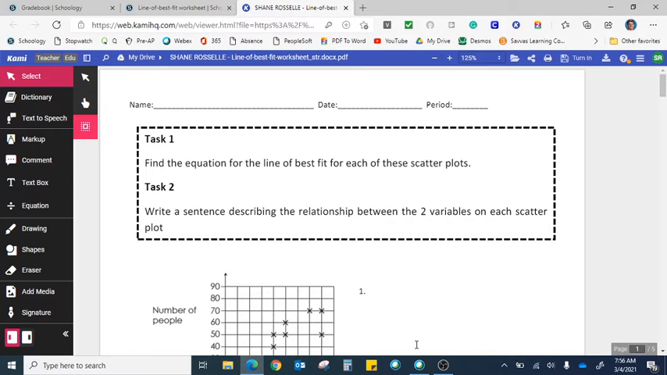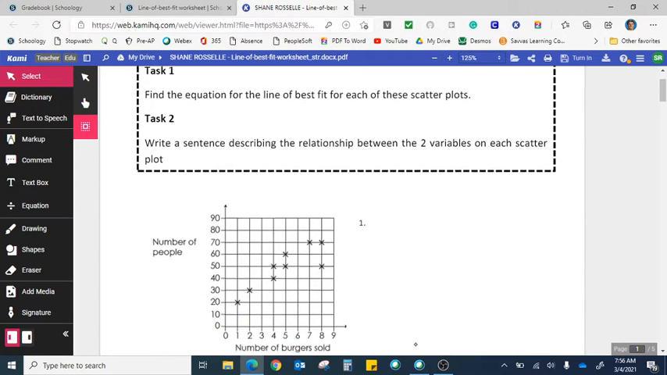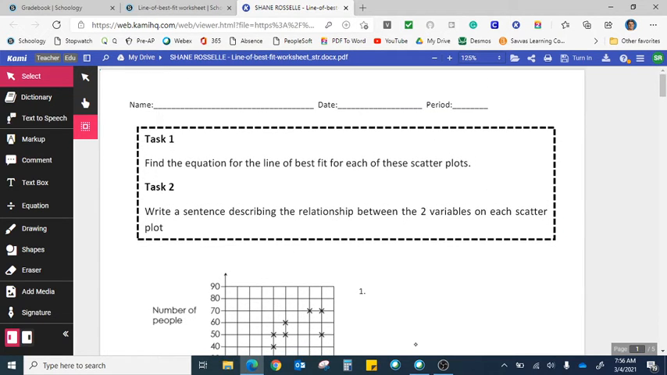Okay, ladies and gentlemen, this is how you do the line of best fit worksheet. These are the problems. I'm going to show you how to do number 1 and number 2. What you're trying to do here is create a line of fit. It says task number 1, find the equation for the line of best fit for each of these scatter plots. Write a sentence describing the relationship between the two variables on each scatter plot.